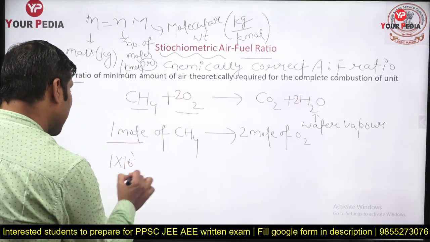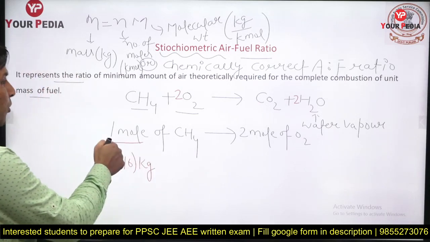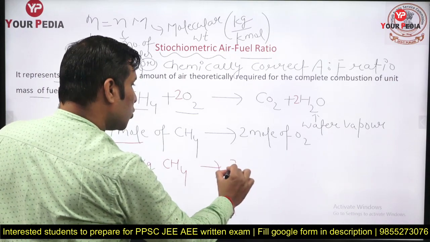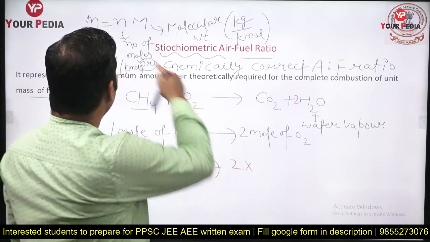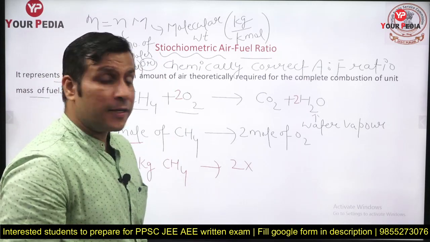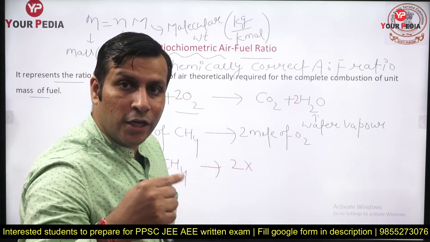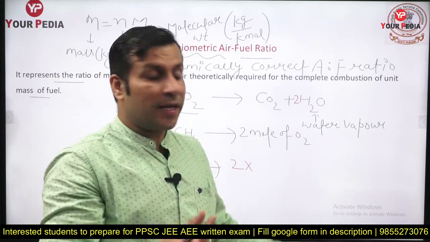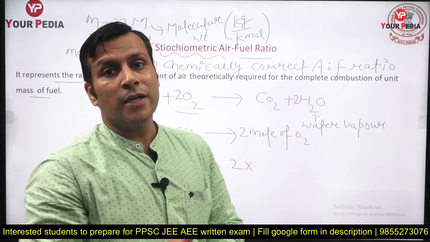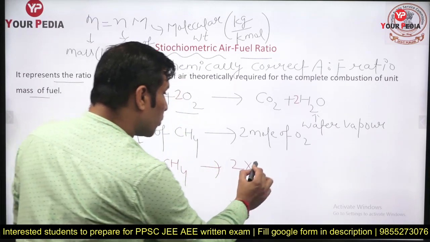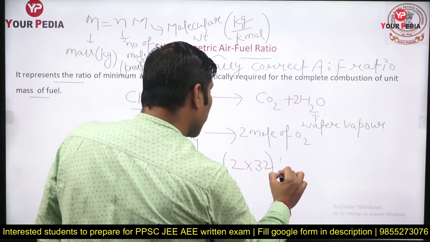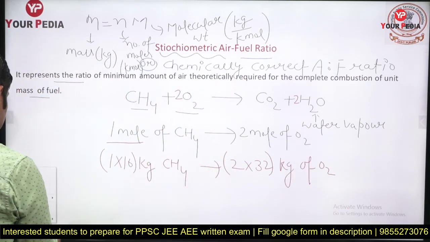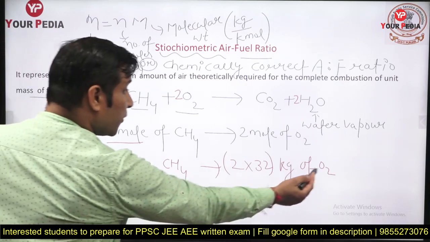So 16 kg, because 1 is the mole and the molecular weight is 16, so 16 kg methane requires 2 into, how much is the molecular weight of oxygen, guys? 2 is the number of moles, and the molecular weight of oxygen is 32. 16 is the atomic weight of one oxygen, but here you have O2, so the molecular weight will be 32. So 2 into 32 is 64 kg of oxygen. Fine, guys. So 16 kg methane requires 64 kg oxygen.